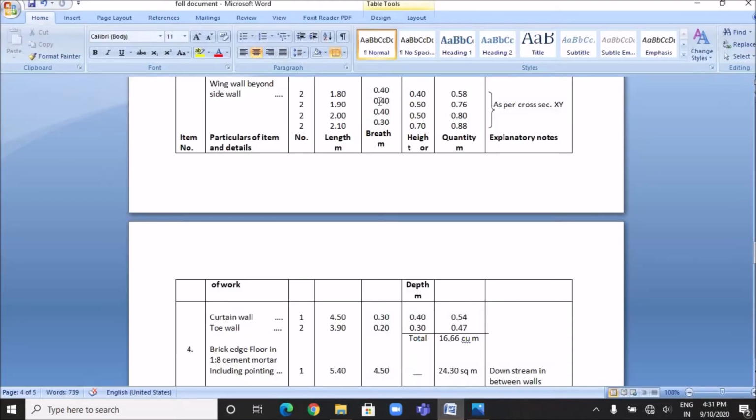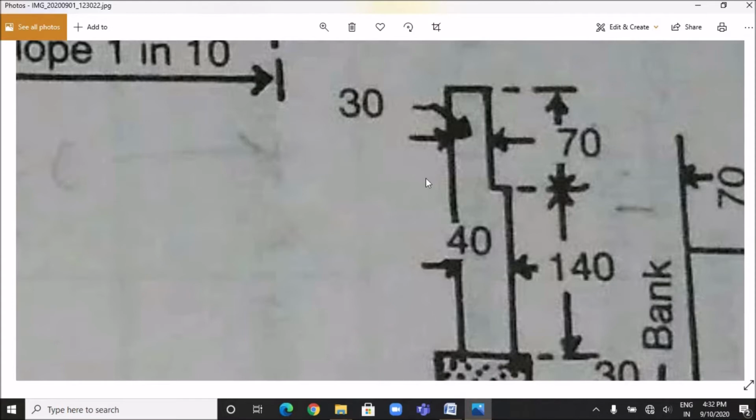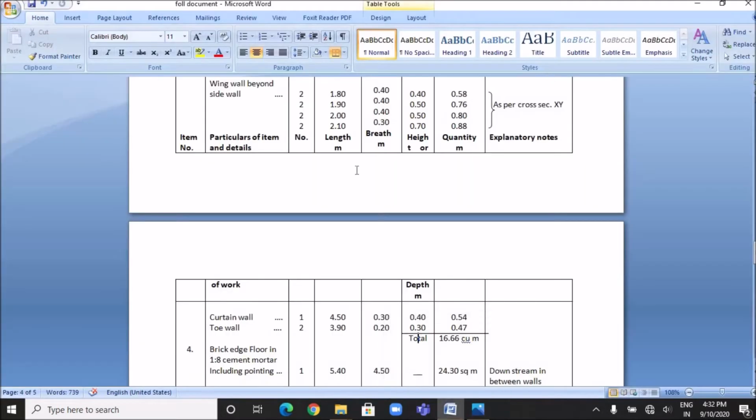So if we fill this data in the table, we are going to get the values as 0.58 cubic meter, 0.76 cubic meter and 0.8 cubic meter. For wing wall having length of 2.1 meter, the breadth will be 30 centimeter and the height will be 0.7 meter. So if we fill this data here, the length 2.1 meter, breadth 0.3 meter and height 0.7 meter, the quantity will be 0.88 cubic meter.